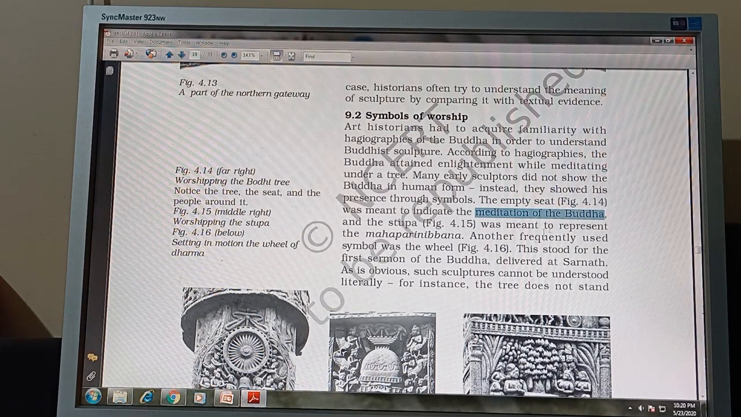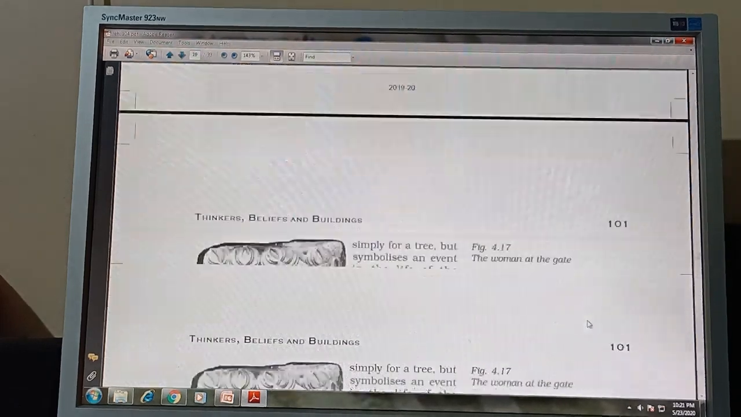Sometimes the stupa was also meant to represent the Mahaparinirvana. Another symbol we see, children, is the symbol of the wheel, and this stood for the first sermon of Buddha, which was delivered at Sarnath. So this is how we see that in the sculptures different symbols were used to make people understand the different stories of the life of Buddha.